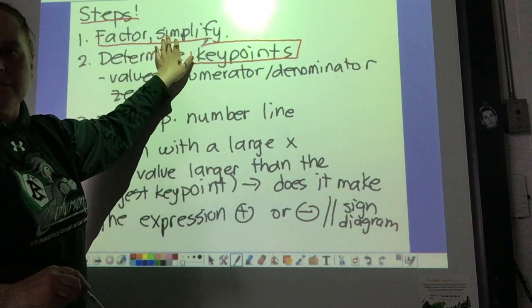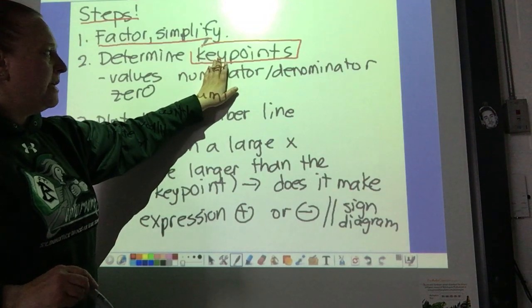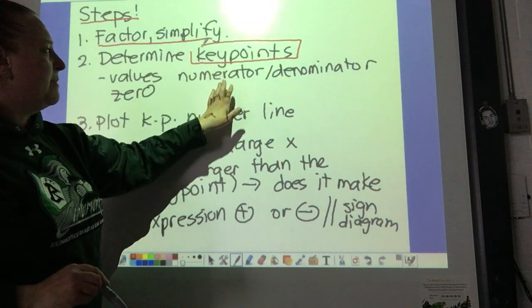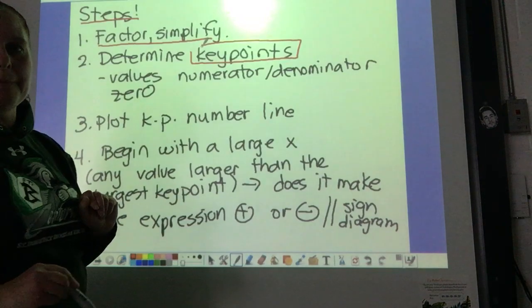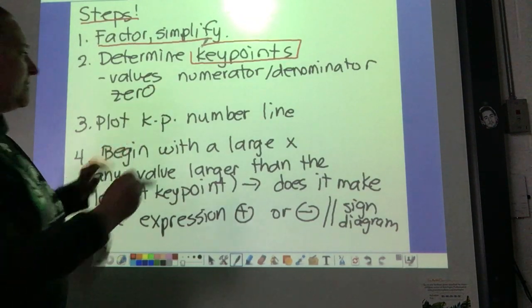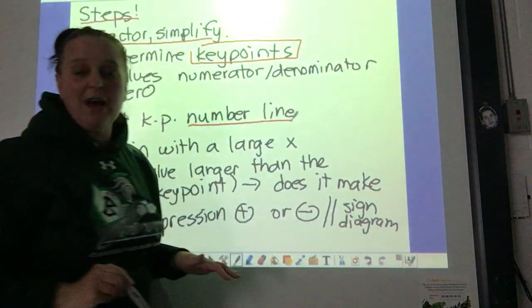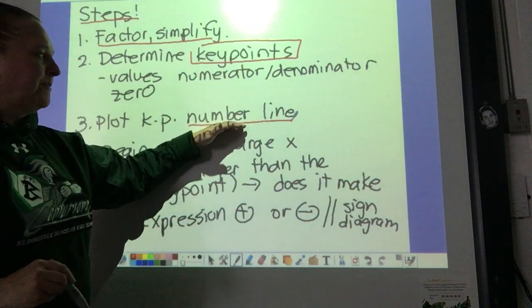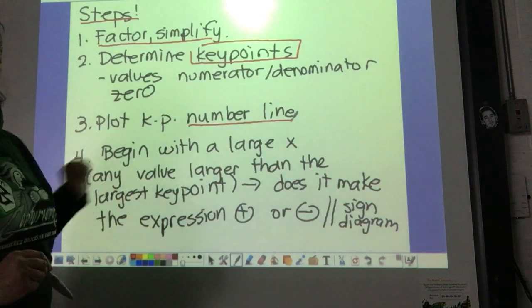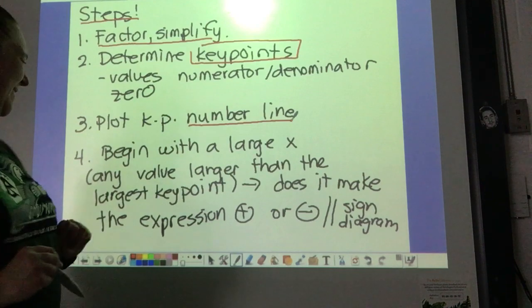So step number one, factor. From the factored form, look for key points. Those key points are any values that make your numerator or denominator 0. Then you plot those key points on a number line. So we're not actually graphing on graph paper, you just need a number line. Then here's the fun part. Okay, steps 4, 5, 6 are the fun part.